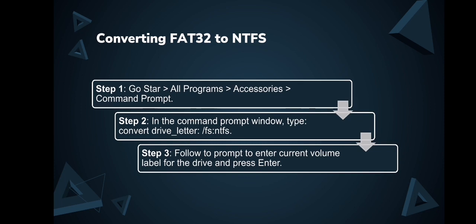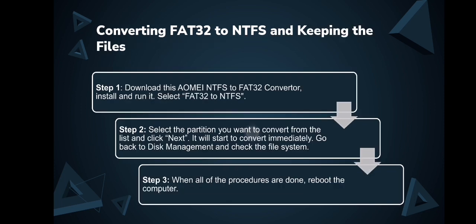This method has few procedures and is simple to master. However, all data on the partition will be formatted if you follow these procedures. You can back up the partition before converting it, but it will take a long time. Now, to convert FAT32 to NTFS and keep data, simply follow the steps shown.